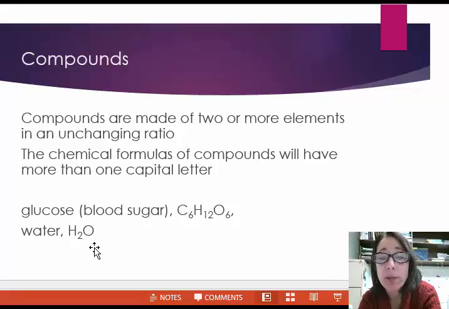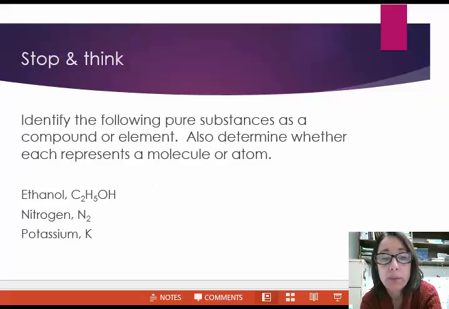Water is another compound that is made of hydrogen and oxygen. The formula tells us that there are 2 hydrogen atoms for each oxygen atom. Although the water that we use in our everyday life is not pure, we're going to assume that all of the water that we deal with in chemistry is pure.